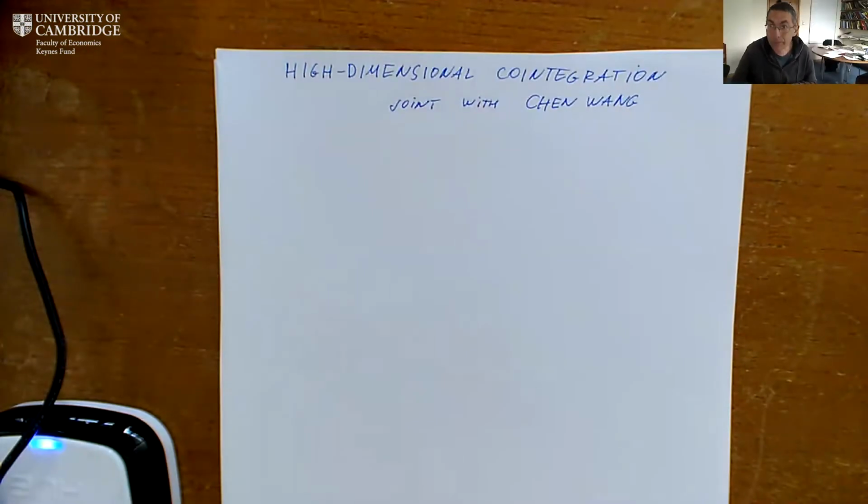I will be presenting this project that was sponsored by Keynes Fund. The title of the project is High Dimensional Cointegration. It is a joint project with Chen Wang, who used to be a postdoctoral INET student here at Cambridge, but now is assistant professor of statistics at University of Hong Kong.